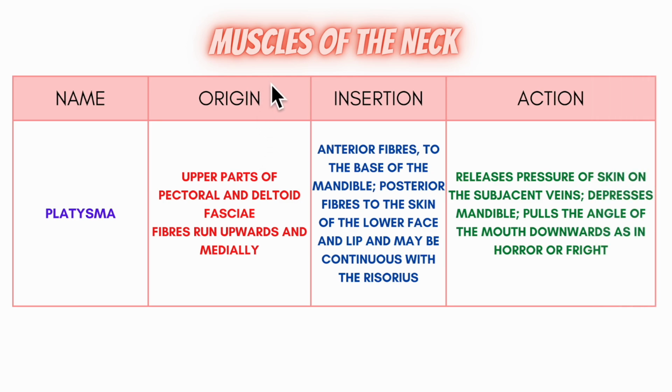Condensing what we learned under the muscles of the neck, that is the platysma, it originates from the upper parts of the pectoral and deltoid fascia. The fibers run upwards and medially. Now the insertion is that the anterior fibers insert to the base of the mandible, the posterior fibers to the skin of the lower face and lip and may be continuous with the risorius. The action is that it releases pressure of the skin on the subjacent veins and it also depresses the mandible, pulls the angle of the mouth downwards as in the expression of horror or fright.